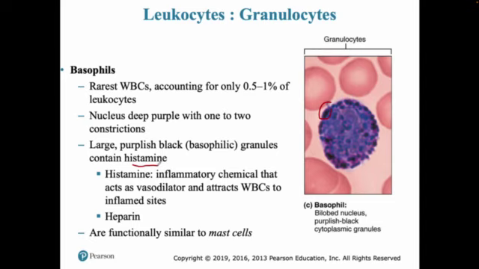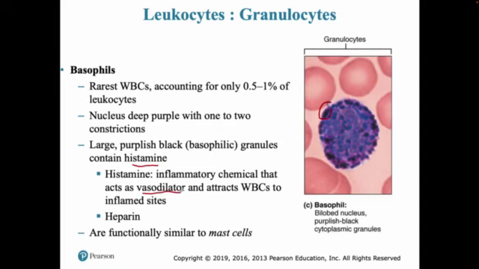Histamine is an inflammatory chemical and acts as a vasodilator that attracts WBCs to the inflamed site. Which means when we have an infection or an injury to a particular blood vessel, the blood vessel will widen around that infected area. Histamine helps in this widening process, because it acts as a vasodilator. Vasodilation means you are increasing the diameter of the vessel.